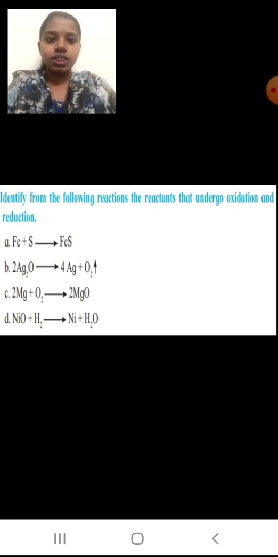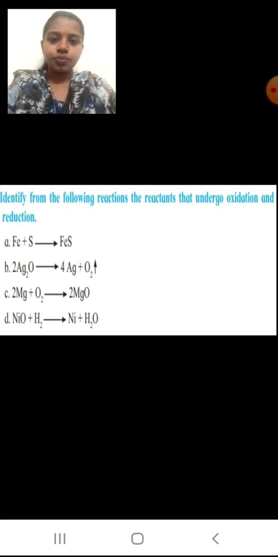Third one, 2Mg plus O2 gives 2MgO. Fourth one, NiO plus H2 gives Ni plus H2O. Ni is your nickel. So you are going to look at all these 4 reactions again. You will see which of the reactants undergo oxidation and reduction. You are going to identify the reactants from the following reactions and write them. For each reaction, you will write the reaction, and below it write the reactant and whether it is undergoing oxidation or reduction.